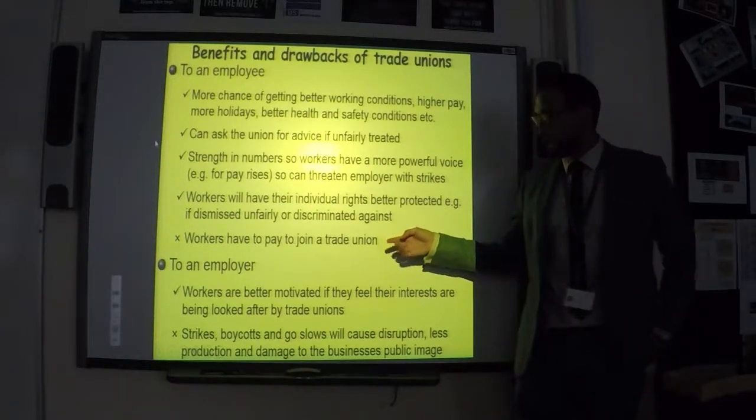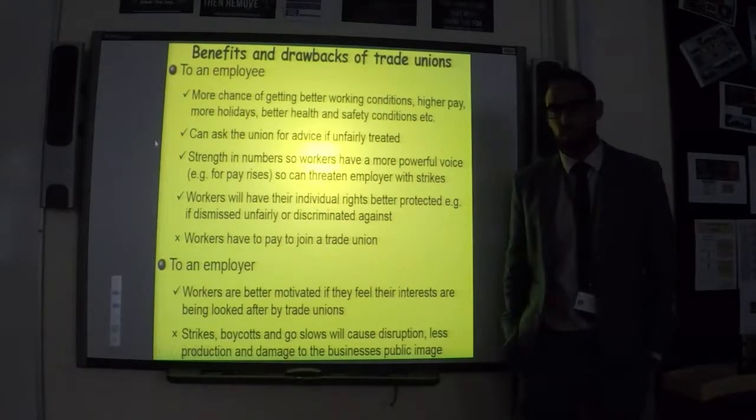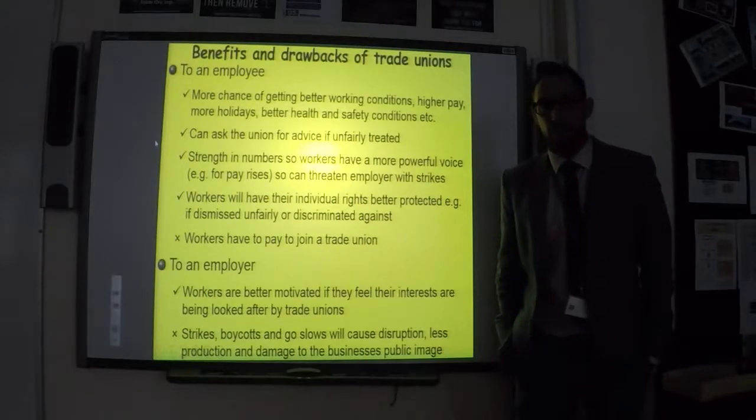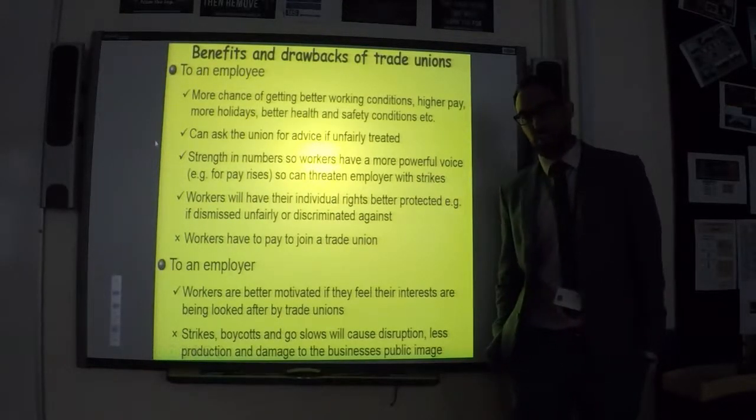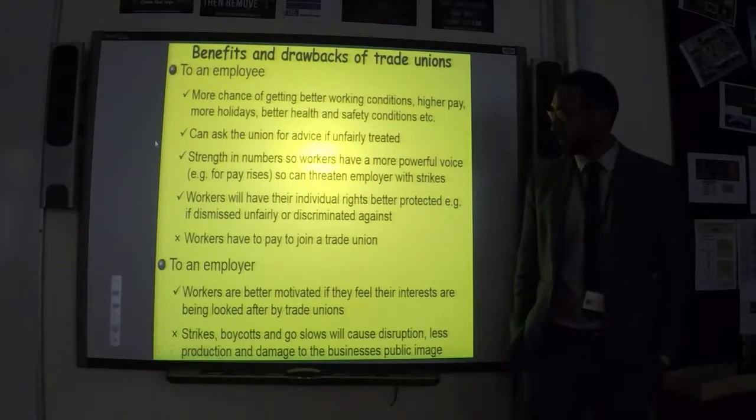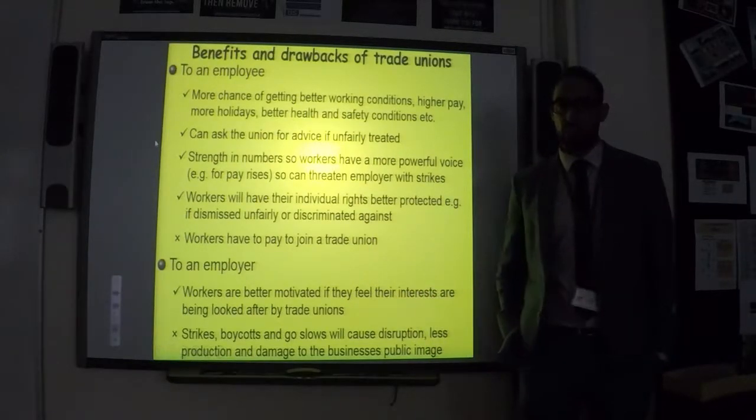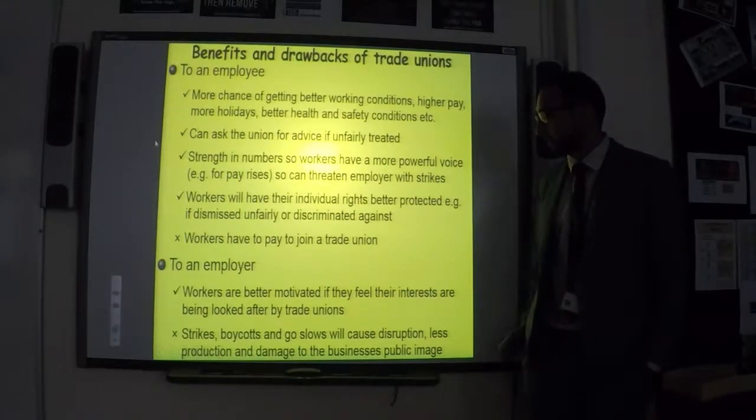There is a drawback of trade unions to the workers, and the drawback of trade unions is that the trade union doesn't do all of this for free. The worker has to pay to join a trade union. There is a monthly subscription fee that you have to pay to be a member of a trade union. So that is a drawback of being in a trade union, that you do have to pay.